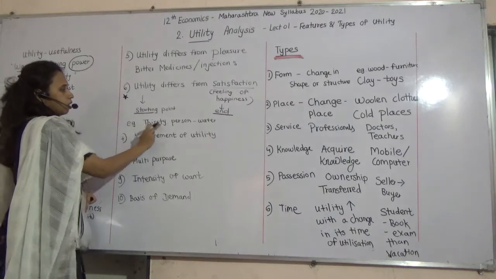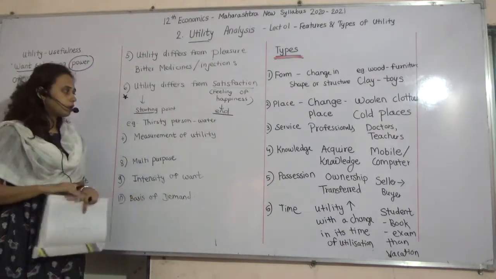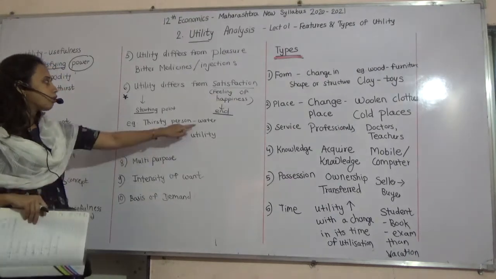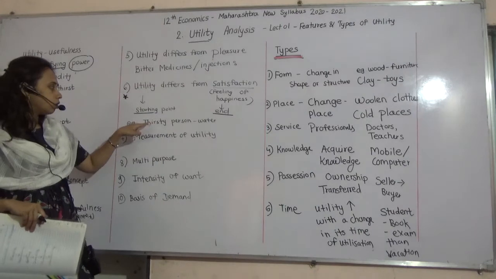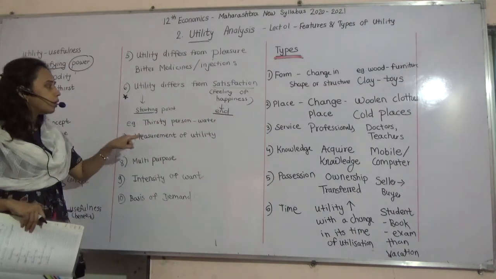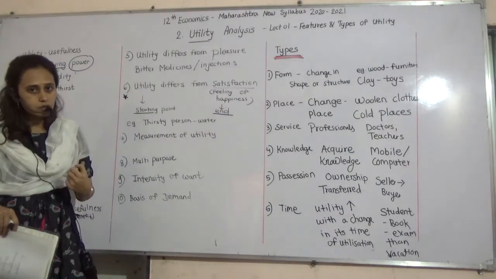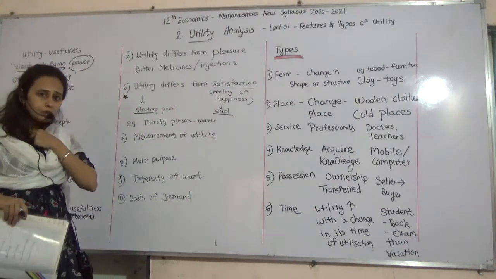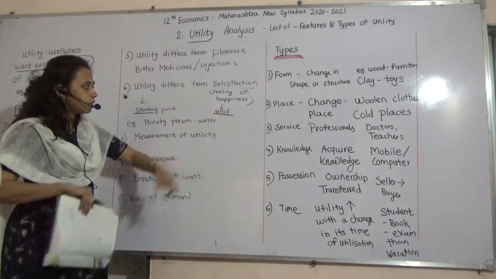For example, thirsty person. If the person wants water, he is thirsty. If he drinks the water, that water has utility, means it is useful for the thirsty person. But after drinking water, whatever the satisfaction level or whatever the happiness he gets, that is called satisfaction. So that is the end.